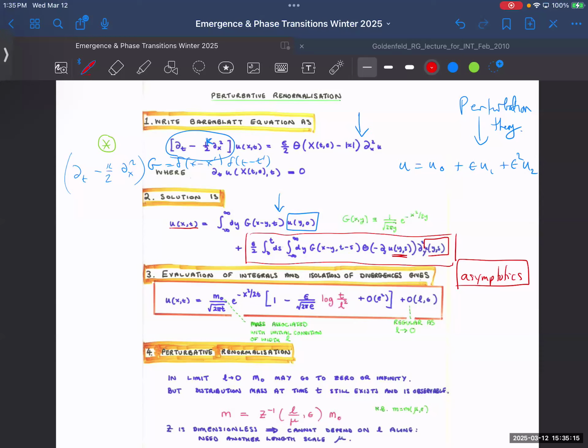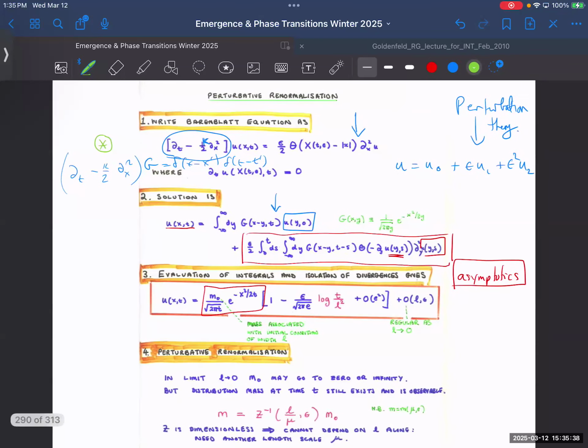So u starts off looking like the solution to the regular diffusion equation, m naught over the square root of 2 pi kappa t, times e to the minus x squared over 2 kappa t. That's the solution of the diffusion equation with the initial mass. But it turns out that there's another term. The next term that comes in when you do the calculation is this term over here.